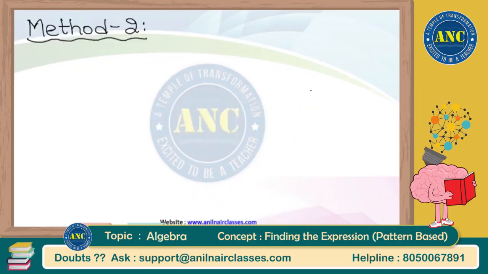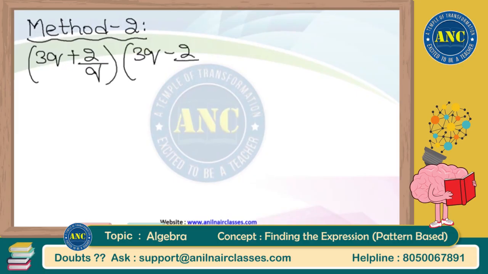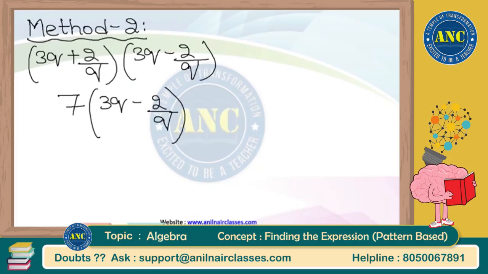That means we need to find the value of (3q plus 2/q) into (3q minus 2/q), right? But 3q plus 2/q is given in the question as 7, and for 3q minus 2/q, in method 1 we applied it as the square root of k² minus 4ab, and we got the answer finally. Happy. But think logically, sir.